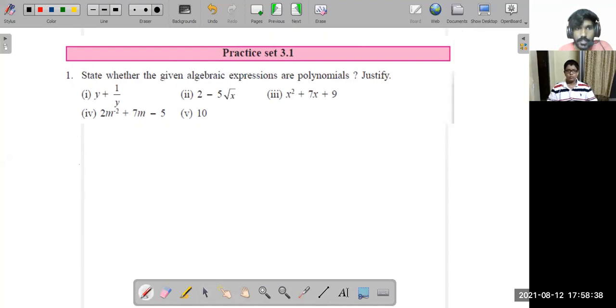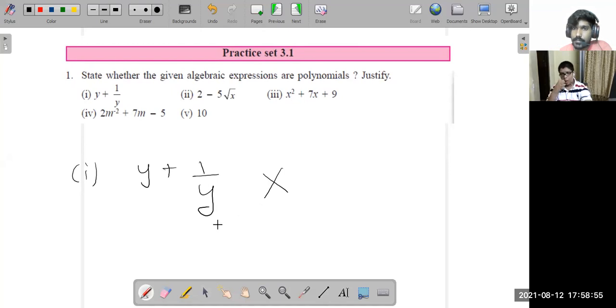If you see the first expression, it is y plus 1 upon y. Is this a polynomial? No, sir. Why is this not a polynomial? Because polynomials are only whole numbers and natural numbers. You're missing out one thing. What of polynomials should be whole numbers and natural numbers?